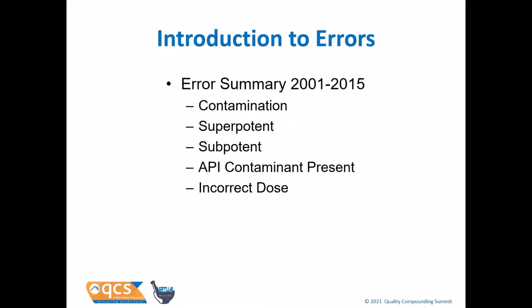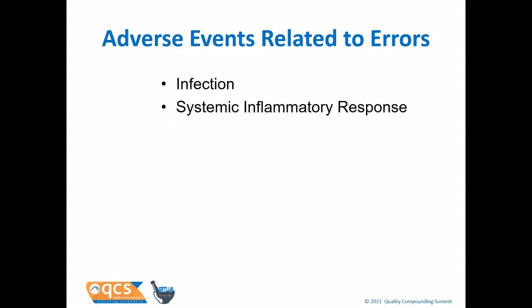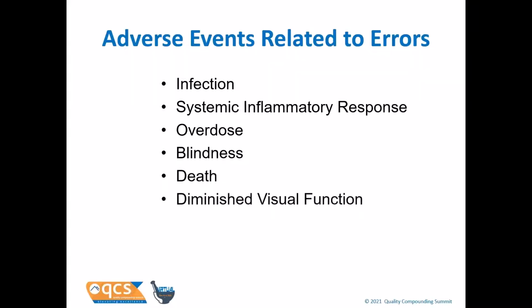The compounded preparation may be super potent, having too much active pharmaceutical ingredient or API in it, or it may be subpotent and not have sufficient active ingredient. Some of the adverse events that result from errors can include infection, a systemic inflammatory response, and this one was reported from ophthalmic application, some corticosteroids, etc. So it's interesting to look at how these things were reported and what caused the error. Another adverse event would be an overdose. Blindness, even death can occur.